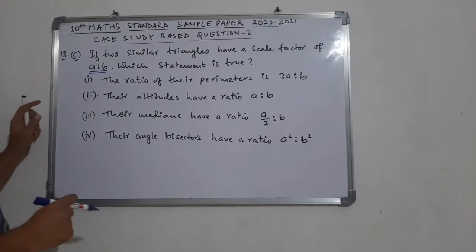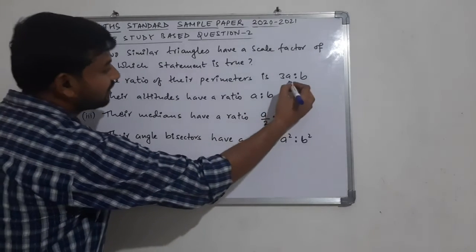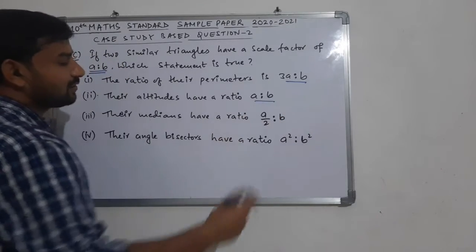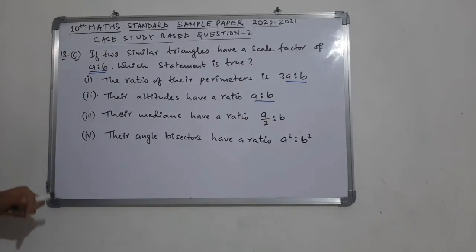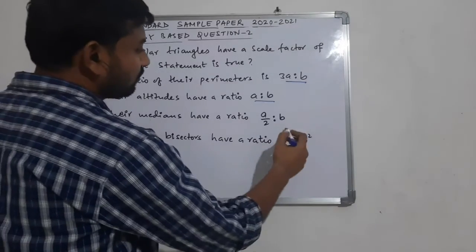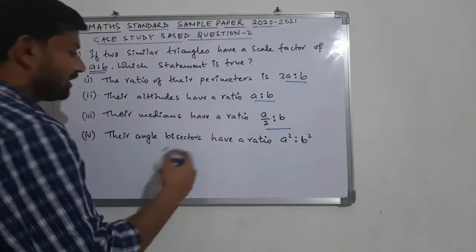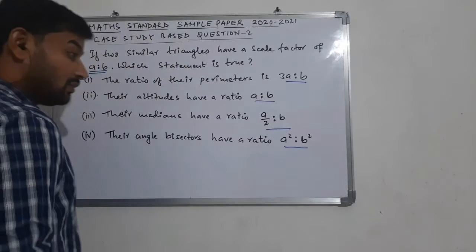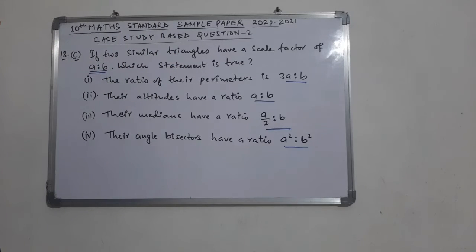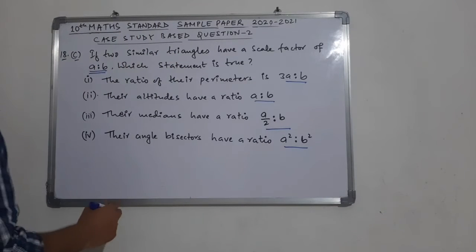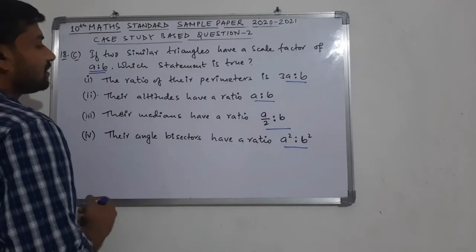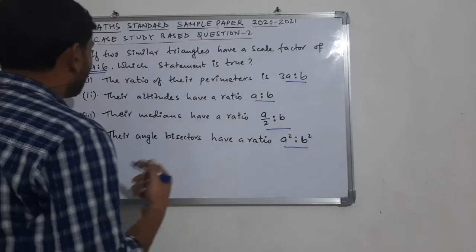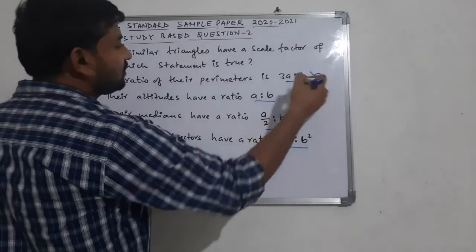The ratio of their perimeters is C A/B. Second option, their altitudes have a ratio A/B. Their medians have a ratio of A/2B. And finally the angle bisectors have a ratio A²/B². Clearly you must be knowing that when we have two triangles similar, the ratio of their perimeter is the same as the ratio of their sides. So this is a wrong option.